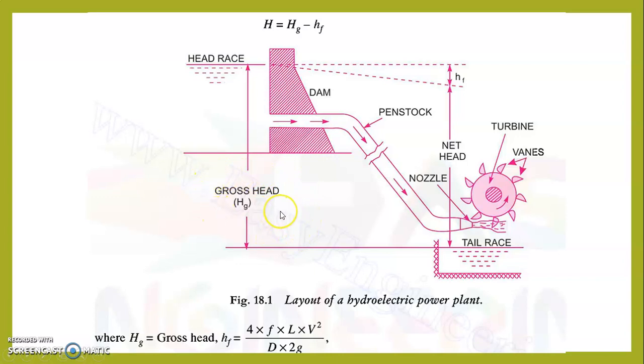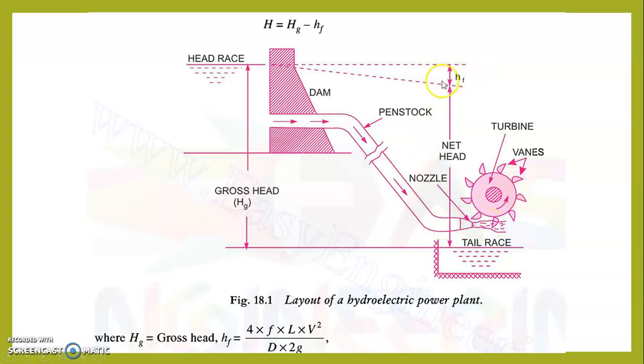First one is the gross head. It is the difference between the water level in the reservoir and the tail race. Tail race is the water level just below the turbine, and the difference between these two is called gross head. Normally the tail race will be touching the lower bottom of the Pelton wheel. Okay.